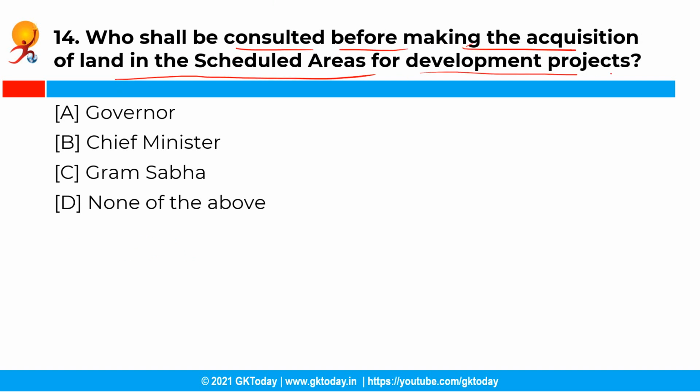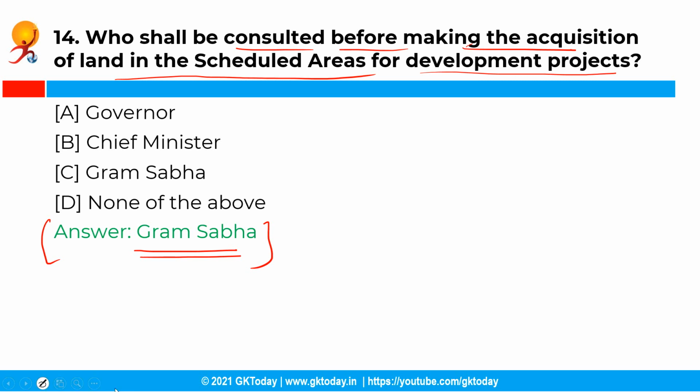Now the next question is, who shall be consulted before making the acquisition of land in the scheduled areas for development projects? So you have the following options and the correct answer is option C, that is Gram Sabha. So, according to the PESA Act, the Gram Sabha or the panchayats at the appropriate level shall be consulted before making the acquisition of land in the scheduled areas for developmental projects, right? And Gram Sabha should also be consulted before resettling or rehabilitating persons affected by such projects in the scheduled areas.